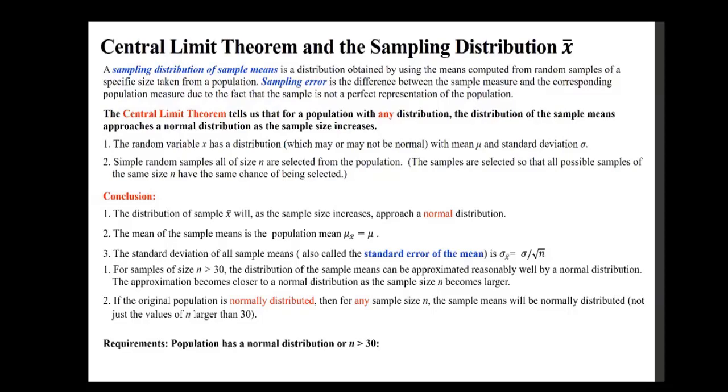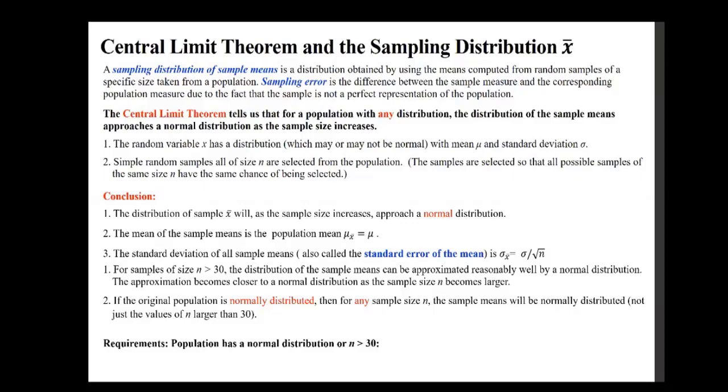The standard deviation of all sample means, also called the standard error of the mean, is sigma of X bar equals sigma over square root of n. For a sample size n larger than 30, the distribution of the sample mean can be approximated reasonably well by a normal distribution, and the approximation becomes closer to a normal distribution as the sample size n becomes larger.